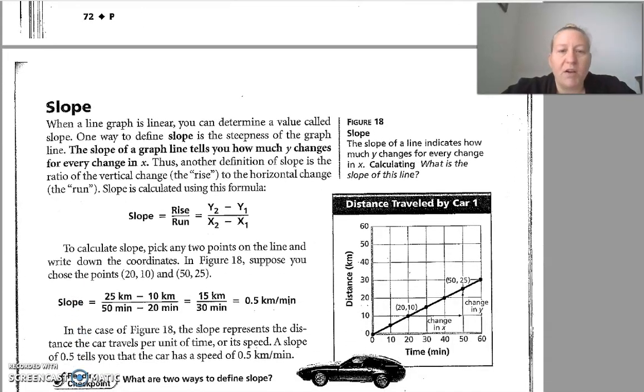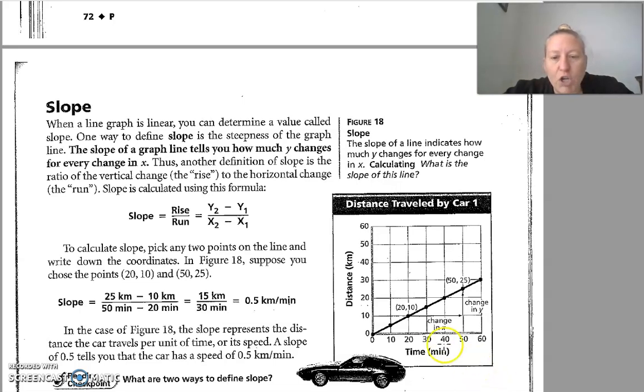Slope. When a line graph is linear, you can determine a value called a slope. One way to determine slope is the steepness of the graph line. The slope of a graph line tells you how much y changes for every change in x. Thus, another definition of slope is the ratio of the vertical change, the rise, to the horizontal change, the run. Slope is calculated using this formula. Slope equals rise over run.